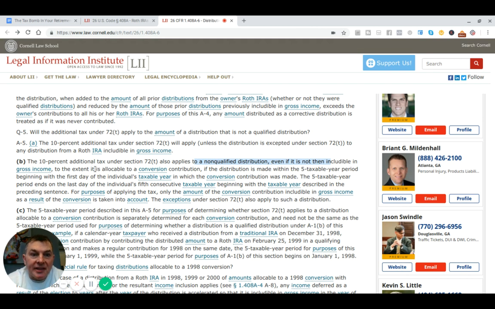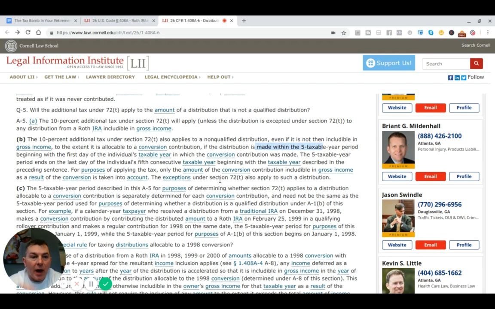To the extent that it is allocable to a conversion contribution, if the distribution is made within a 5-year taxable period beginning on the first day of the individual's taxable year in which the conversion contribution was made. The 5-year taxable period ends on the last day of the individual's 5th consecutive taxable year, beginning with the taxable year in the preceding sentence.